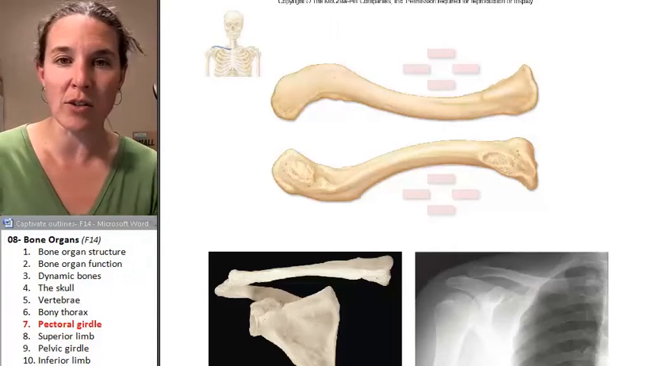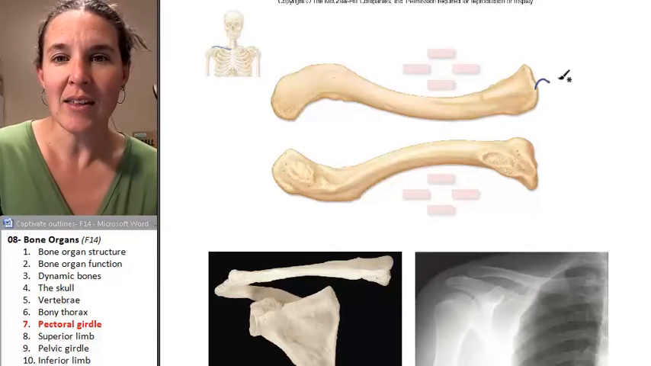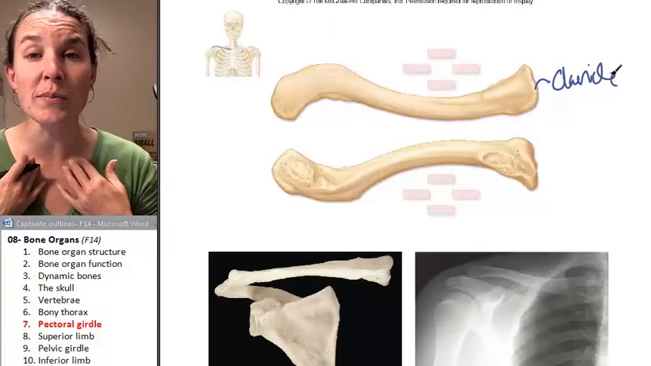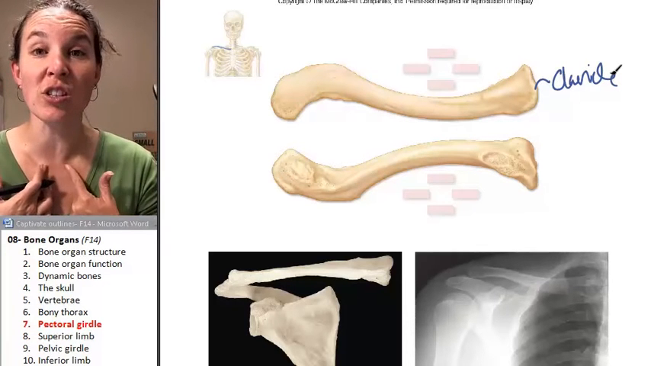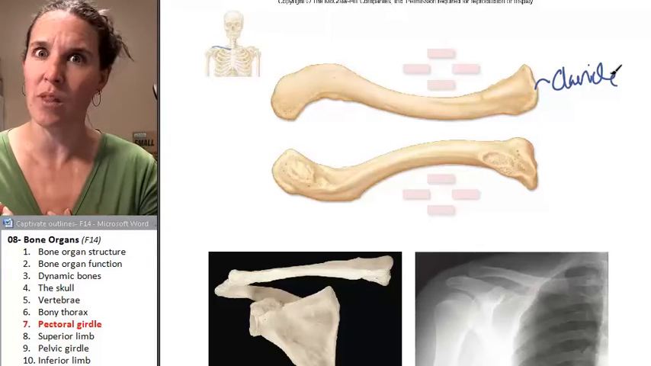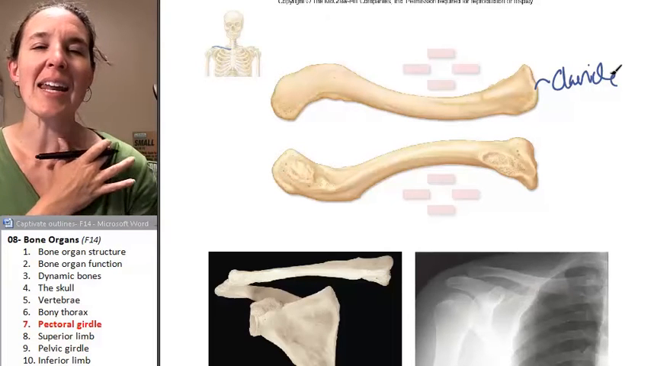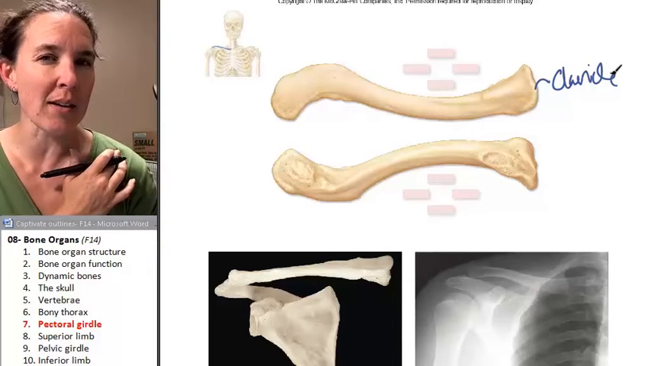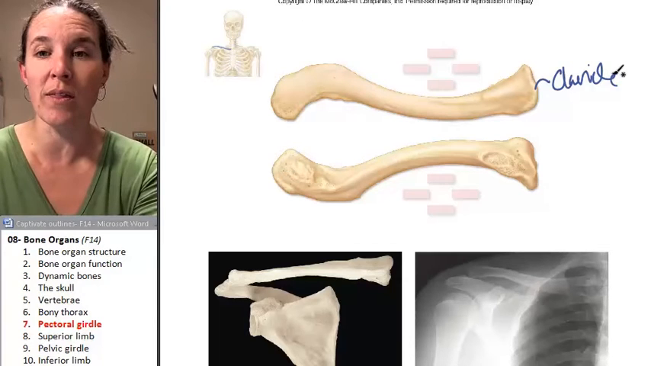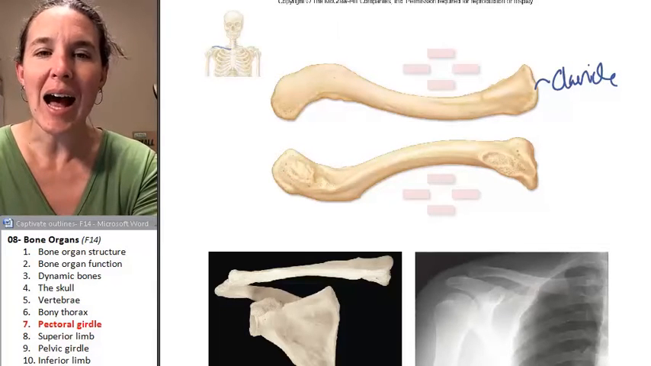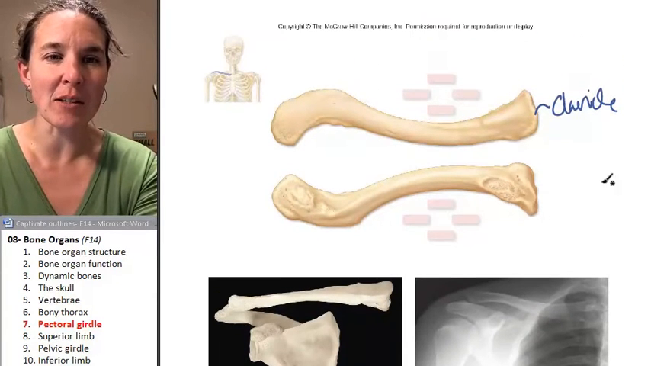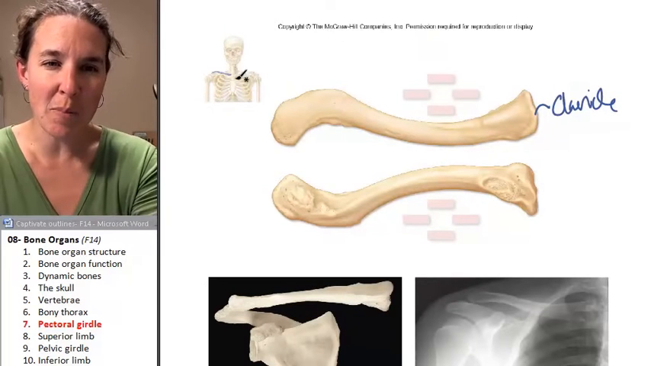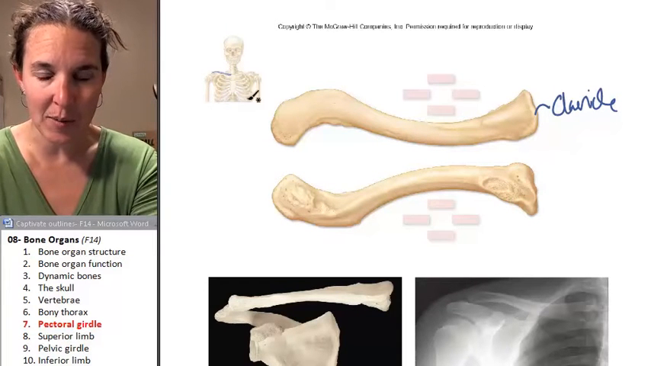First is the clavicle. That's this guy. The clavicle is your collarbone. It has a sternal end, which articulates with the sternum, and it has an acromial end that actually articulates with the scapula. I think of the scapula... look at my skeleton right here.